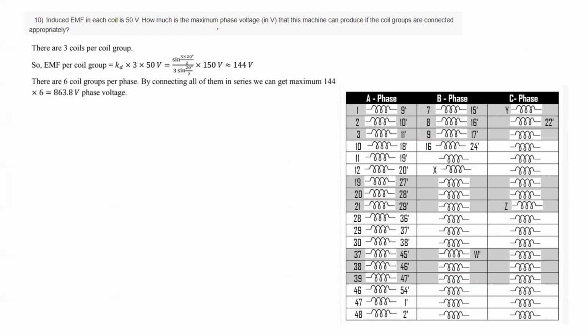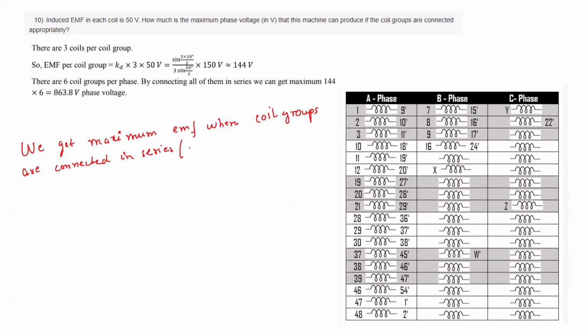Now, if they are asking you that the EMF induced in each coil is 50 volt, how much is the maximum phase voltage that this machine can produce if the coil groups are connected appropriately? We get maximum EMF when coil groups are connected in series, which is generally the case also. If nothing is mentioned, this is how the coil groups are actually connected in the machine. Generally the case.